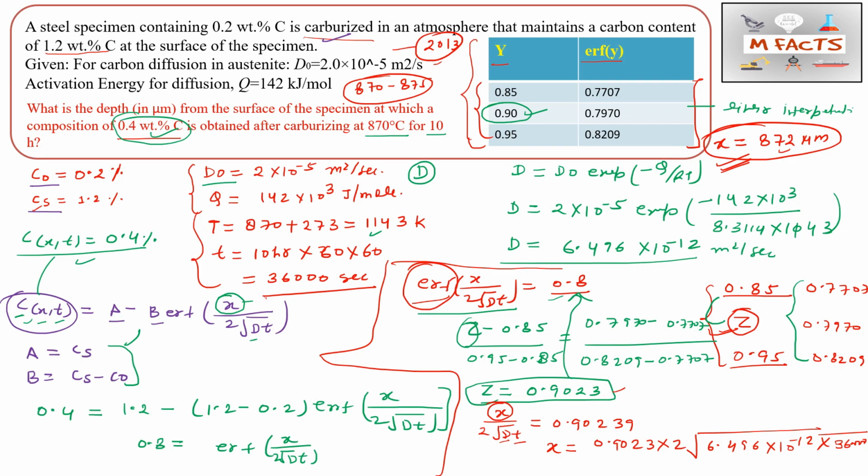Okay, so I hope you understood this question. This is the concept you need to understand for the carburizing case. For decarburizing, we just need to take a minus sign in the B part. Okay, but for carburization this is the formula, and here this is the linear interpolation method. Just we need to do z minus a and 0.95 minus this value. Okay, and for the left hand side also we need to do the same.